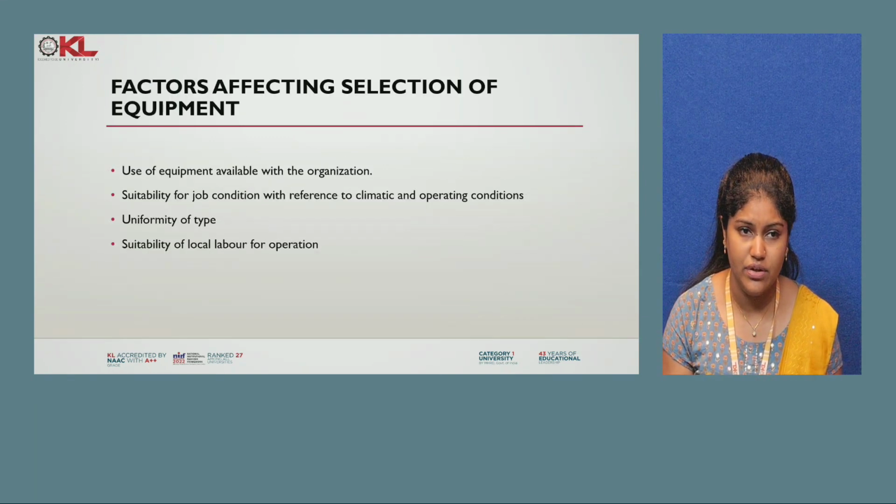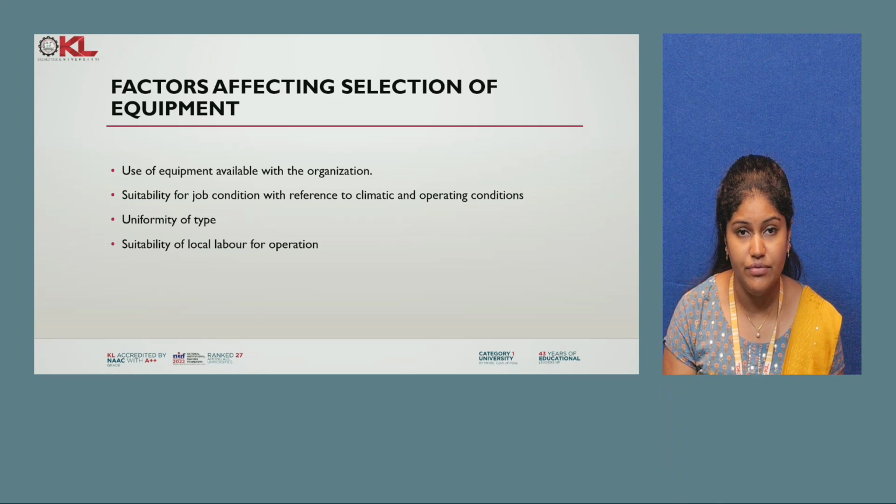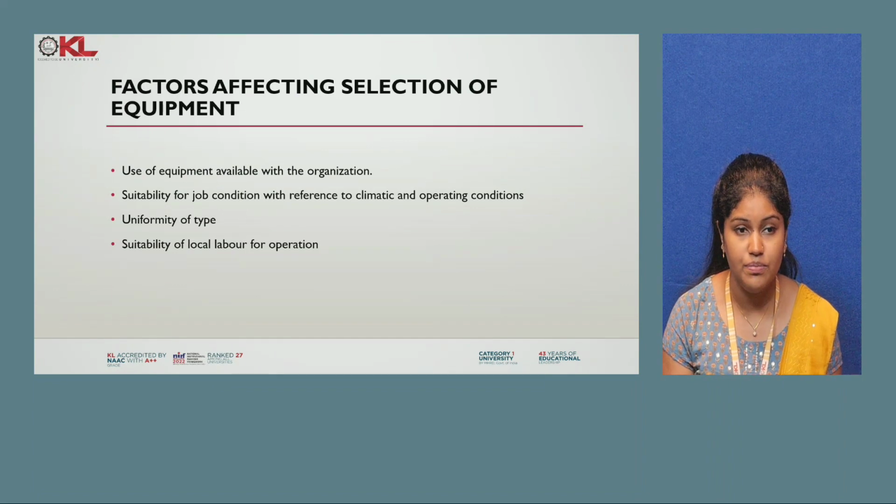Factors affecting selection of equipment. After completing the time and motion study, we come to the factors affecting the selection of a particular equipment. First, use of the equipment available with the organization. We have to analyze the application or use of that equipment. Suitability for job condition with reference to climatic and operation condition. Uniformity of the type. Suitability of local labor for operation: whether the local labor knows how to operate it. All those things should be recognized before purchasing or selecting an equipment.